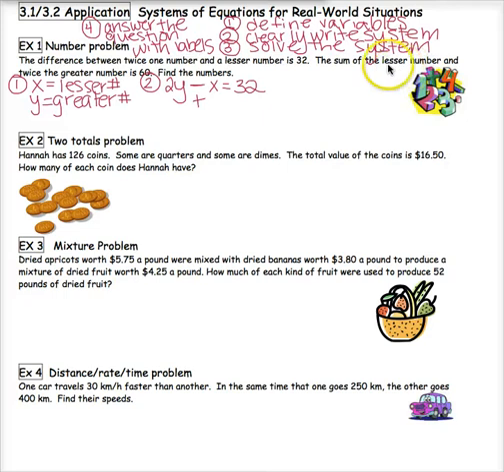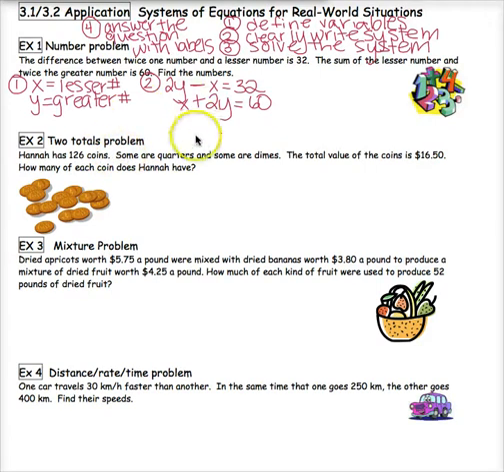The sum of what? Of the lesser number, so that's x, and twice the greater. We already said twice means to multiply by 2, so twice the greater is 2y. Is means equals 60. So now I've got step 2. I've got my system of equations. Now I'm going to solve it.